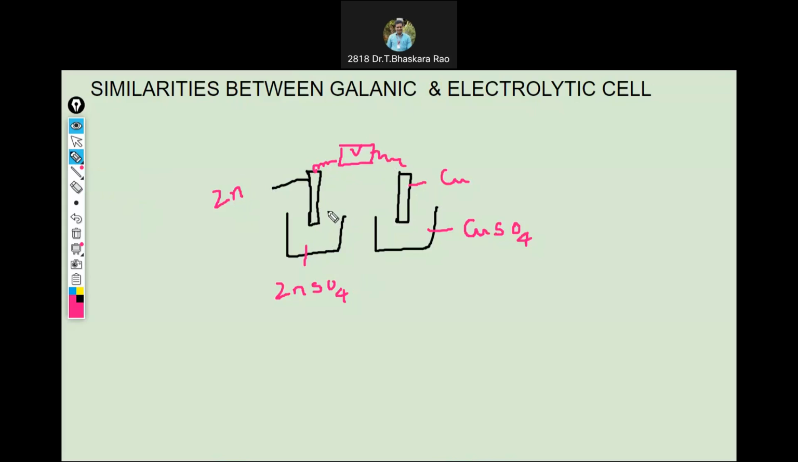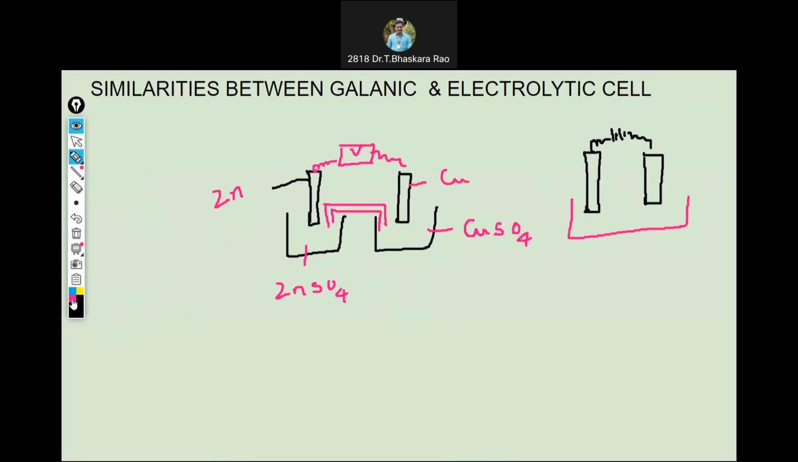And to complete the circuit, I am connecting through a salt bridge. Both the electrolytes are connected through a salt bridge. Here, this is a galvanic cell. And when you see an electrolytic cell, both the electrodes are dipped in the same electrolyte. There are no separate electrolytes for the anode and cathode, and both the electrodes are connected through the battery. This is the battery.